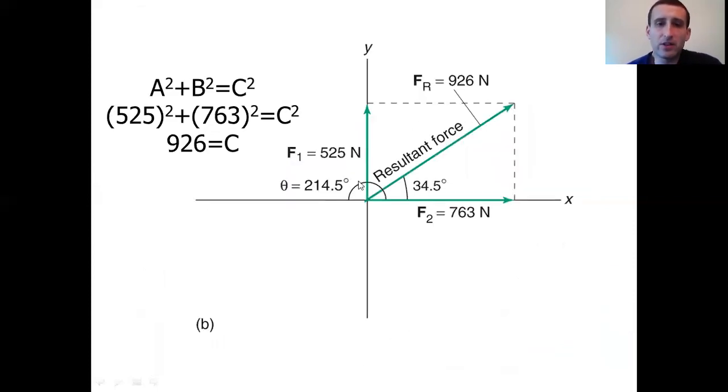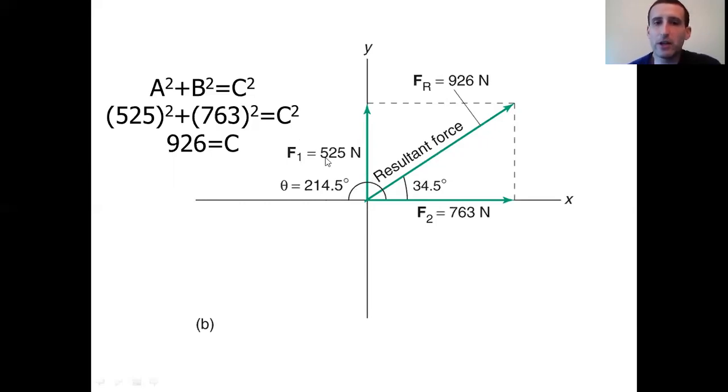So let's look at this little example. We've got an object here in the center. It doesn't really tell us what it is, but we've got 2 forces acting on it, F1 and F2. F1 is pulling it straight up, 525 newtons. F2 is pulling it to the right with 763 newtons. So we've got 2 vectors acting on it, and we're going to need to combine those vectors to find out what the total force on the object is. That's going to be pretty easy because they're perpendicular to each other.